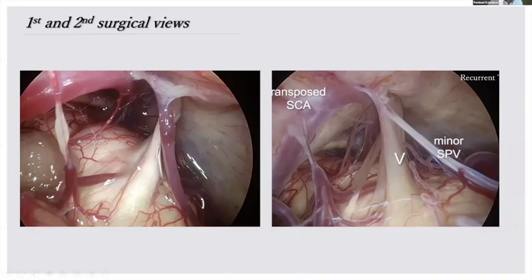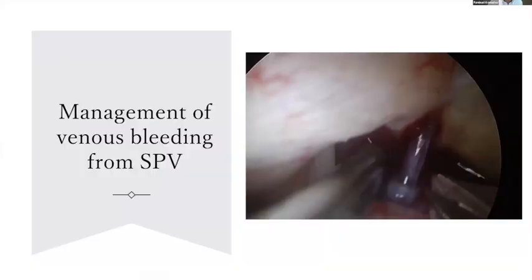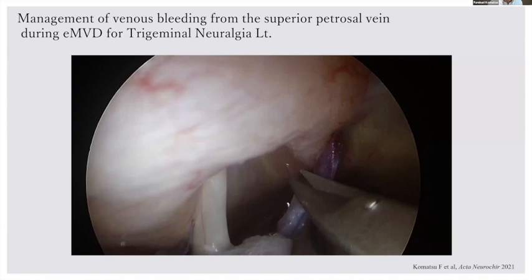The left side is the post-operative view of the first operation. The right side is the finding of the second operation. And also, this is the management of the venous bleeding from the superior petrosal vein.